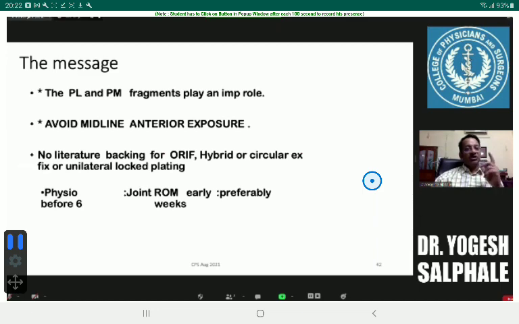So the message: the posterolateral and the posteromedial fragments play a very, very important role. Avoid the old midline anterior exposure, which no one follows nowadays. There is no literature backing what is good, whether ORIF, hybrid, circular external fixation, or unilateral locking plate. You have to delay weight bearing as far as 6 weeks, but you can initiate physiotherapy as fast as possible.